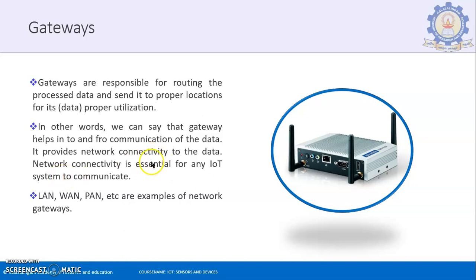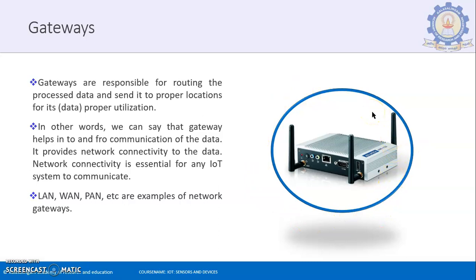In other words, we can say that the gateway helps in to-and-fro communication of the data. So it helps in transmitting and receiving of the data. It provides network connectivity to the data, so with this particular gateway you can form LAN, WAN, or whatever type of network you want, and that network connectivity is essential for any IoT system to communicate. Without this particular gateway, whatever data you have, you will not be able to communicate it over the internet to different locations.